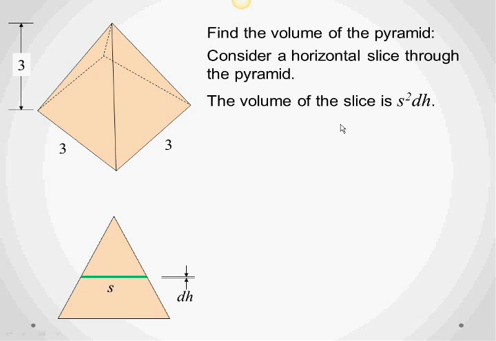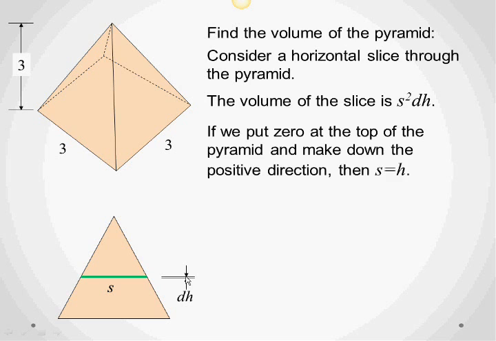So the volume of that slice is the area of the square times the change in the height, because I know that this slice has an area of s squared times that little change in the height, which is dh. If we put a 0 at the top of the pyramid and make down the positive direction, then s is equal to your height. So the volume of a slice is h squared dh.